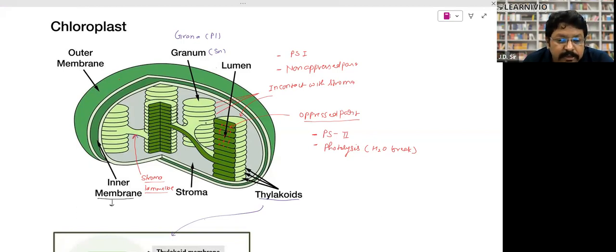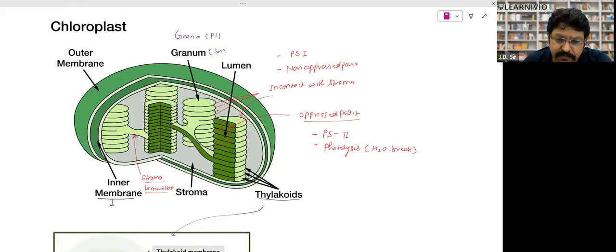Before that, this pile-up structure is called a granum. Granum is the singular word, and all the granum collectively are known as grana, the plural word. If you ask me, 1, 2, 3, 4 and 5, there are a total of 5 grana. A single pile I'll call a granum. There are some connections which connect one granum to another granum. These structures are called stromal lamellae.